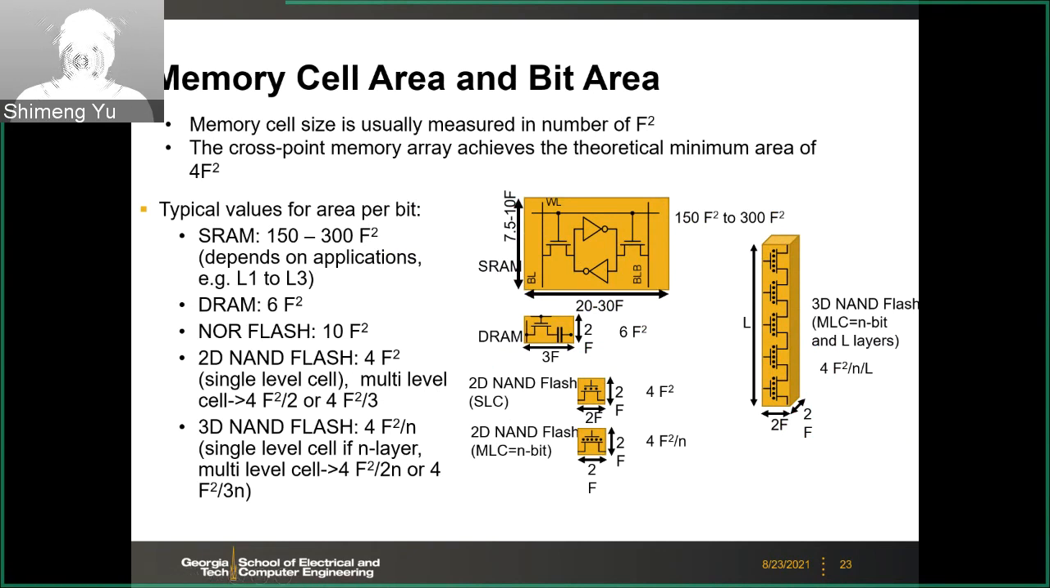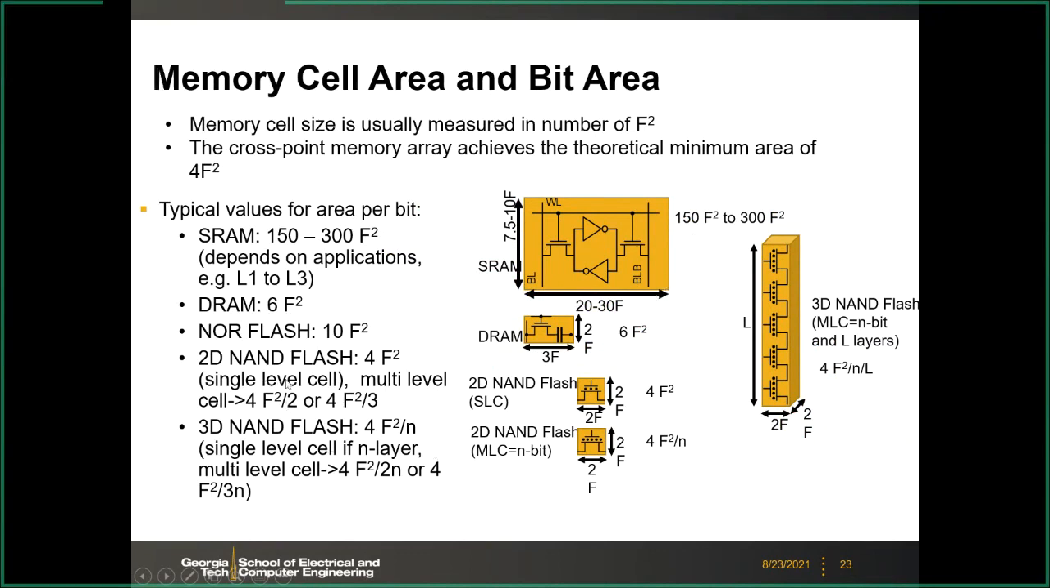This number may vary because for L3 to L1, we have to size up the transistor W over L, the width over the length. Therefore, you have to use a larger transistor, and then you may have 300 F squared, which is pretty big. And then DRAM, 6 F squared. DRAM, we will see later, is a 1-transistor, 1-capacitor cell. When you lay that out, it will probably be 3F by 2F, so you will have 6F squared. It's much smaller than the SRAM, as you see here.